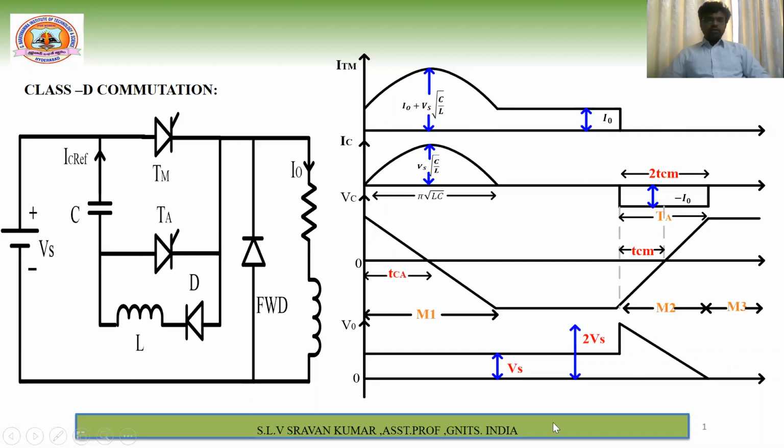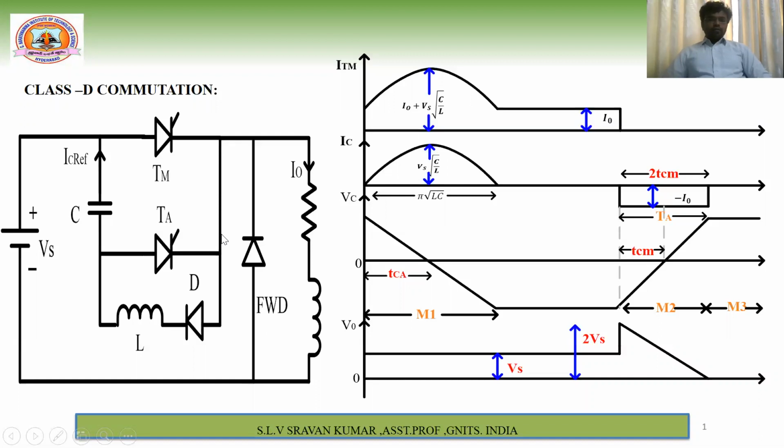These are the waveforms. Of course, this Class D commutation I already discussed in your classroom, but I will discuss it again, because the same concept will be presented in the Jones chopper as well as the oscillation chopper, with a slight modification. I will tell you what that slight modification is, but first of all, I want to discuss this Class D commutation once again.